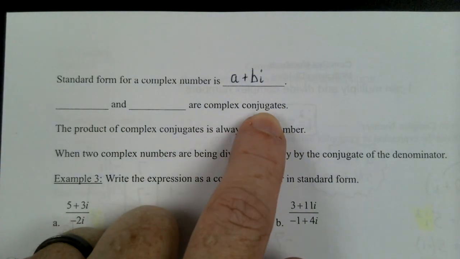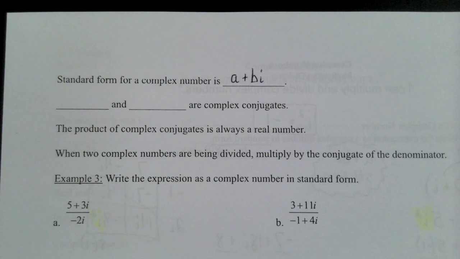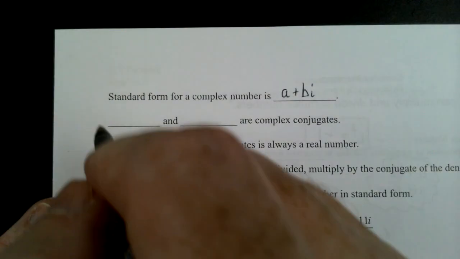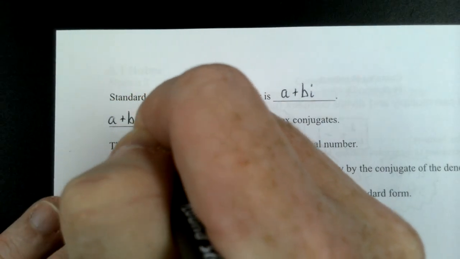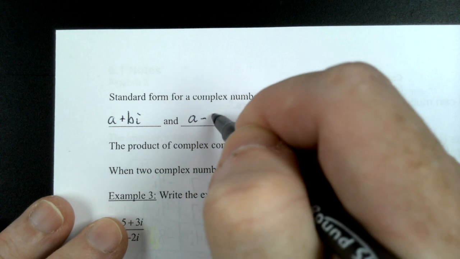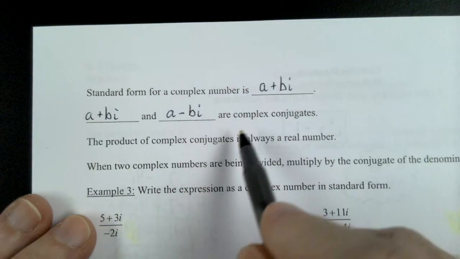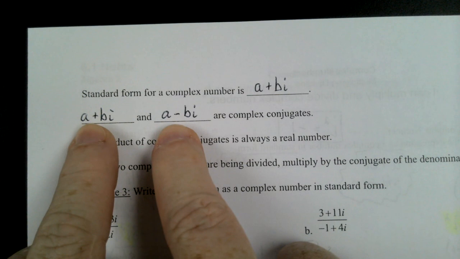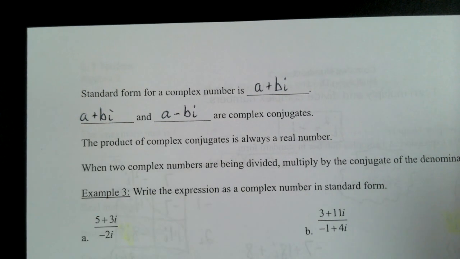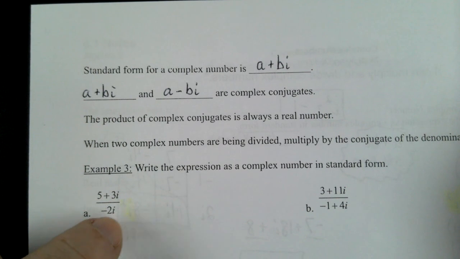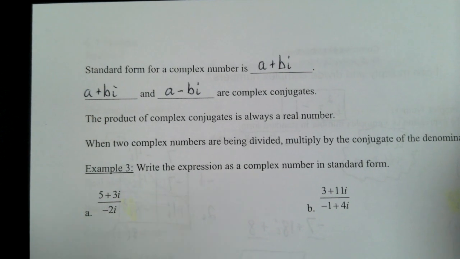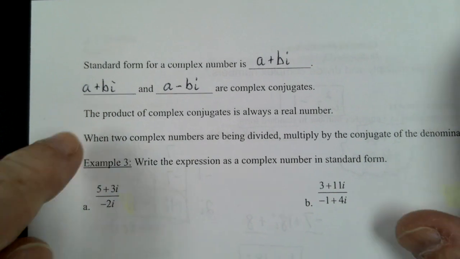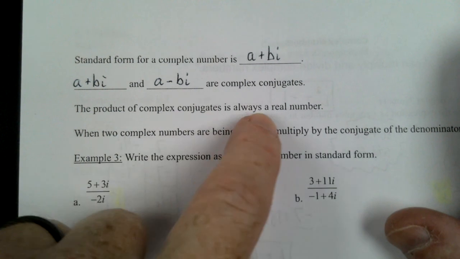So here we are talking about that word conjugate again, which we've seen in the past. So a plus bi and then a minus bi would be our complex conjugates. So basically that sign in the middle changes. We've seen that in a prior unit when we were dividing by radicals. Remember, we had to multiply by the conjugate. That is exactly what we're doing today. The product of complex conjugates is always a real number.